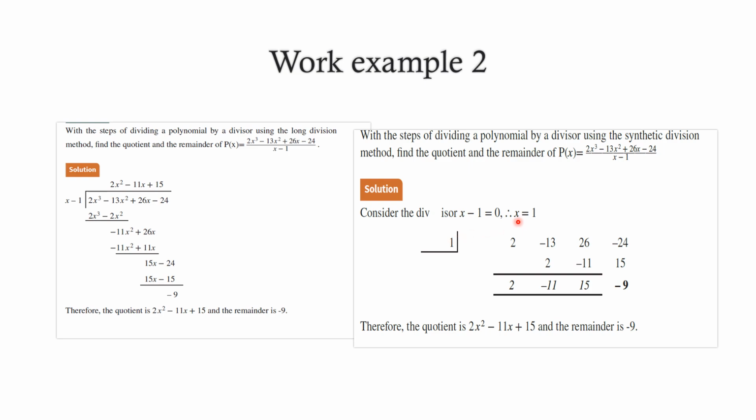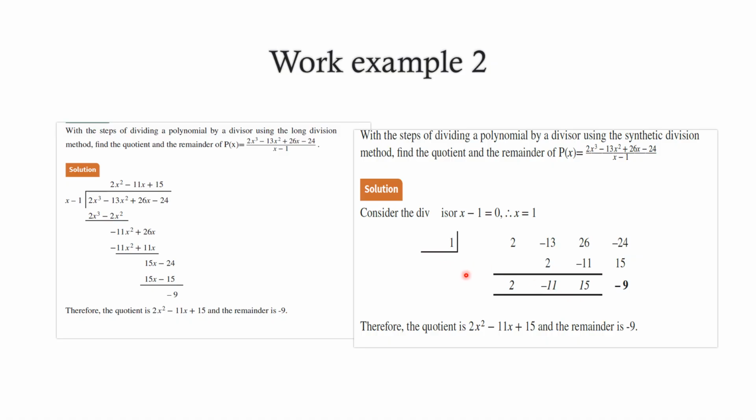Now, your first task is to write the first coefficient. So the first coefficient is 2. I'll write the 2 here, so that becomes your first quotient coefficient. Then 1 times 2 gives us 2, written under the next coefficient. So minus 13 plus 2 will give us minus 11.